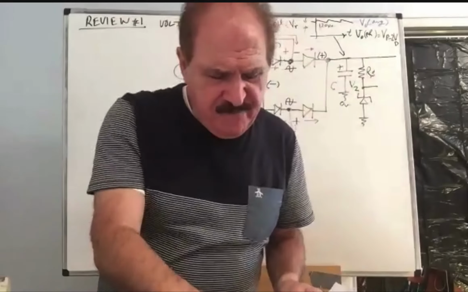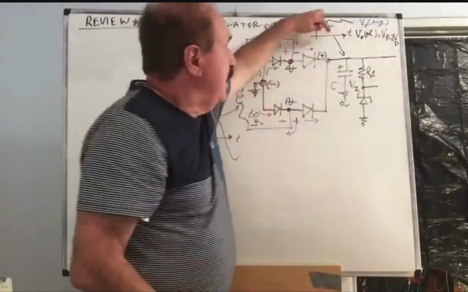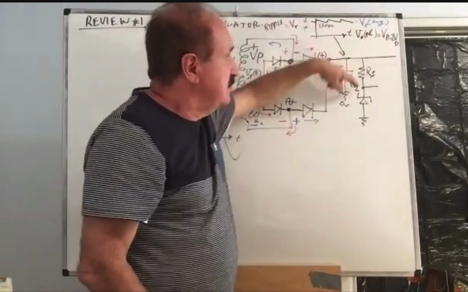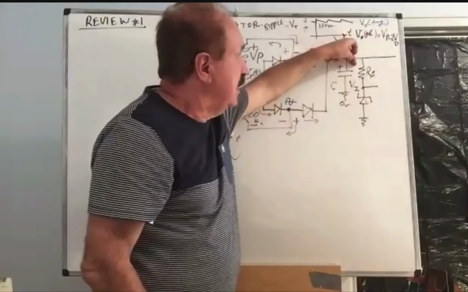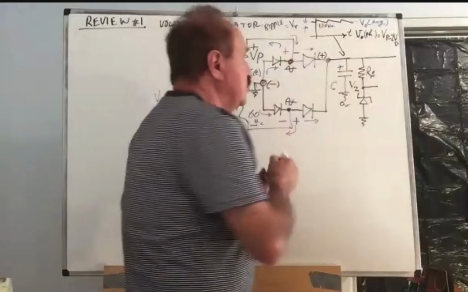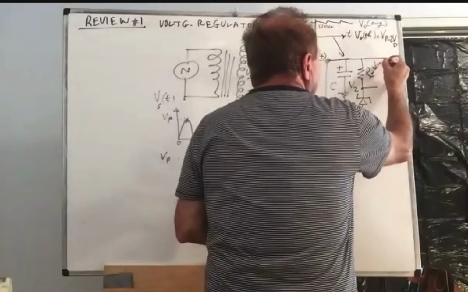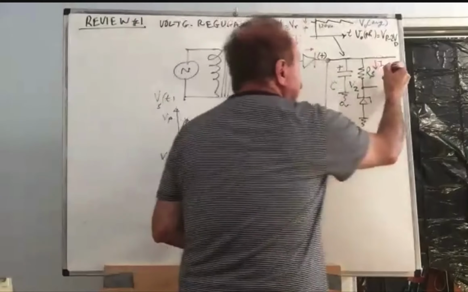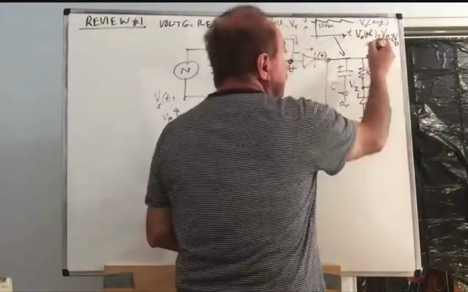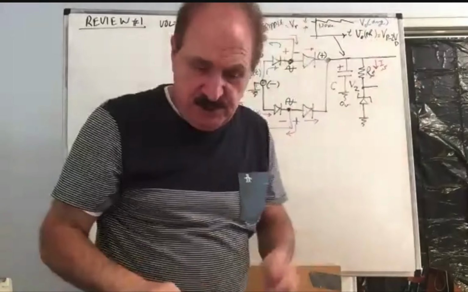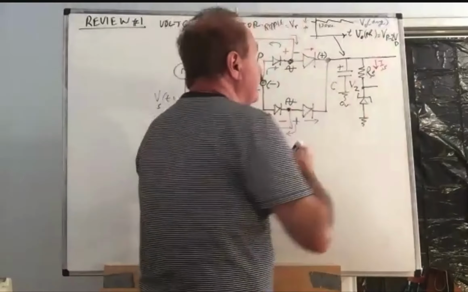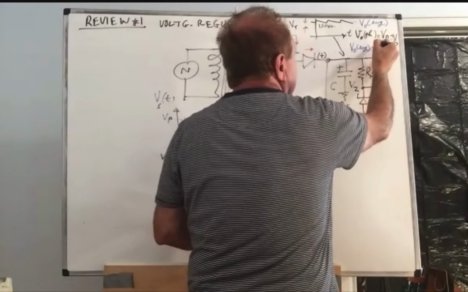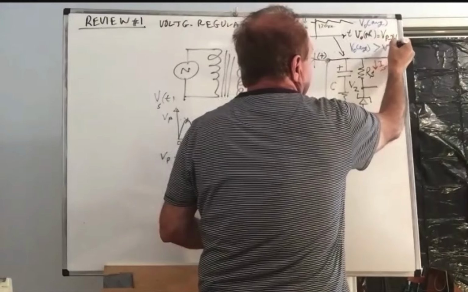Okay, if the average voltage here on this side exceeds the Zener voltage, then a current will flow through the RS. So we are going to get a current. I called it IS, on condition that VO average is greater than VZ.